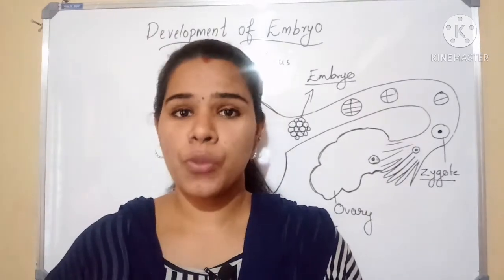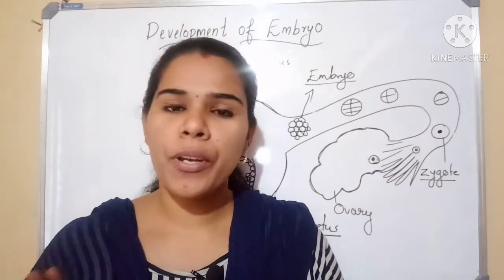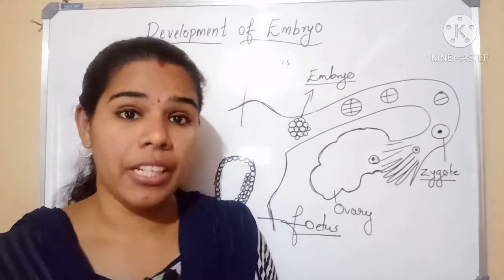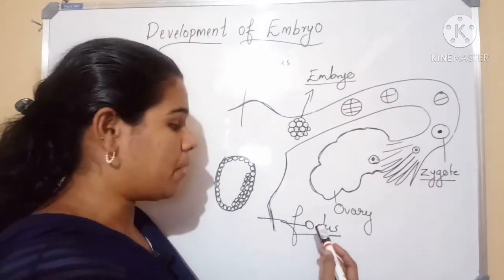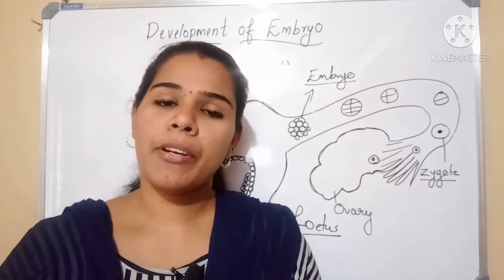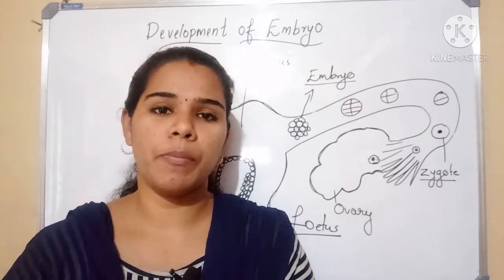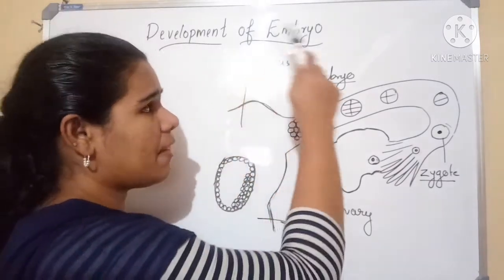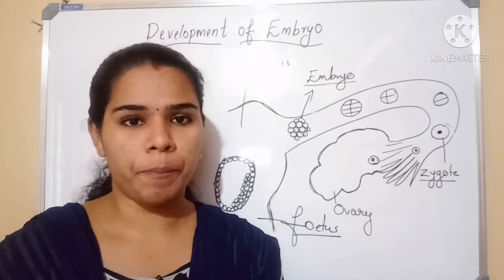So the stage of embryo in which all the body parts can be identified is termed as fetus. When the development of fetus is completed, the mother gives birth to the baby. These are the important points regarding the development of embryo. So we next move to another topic.